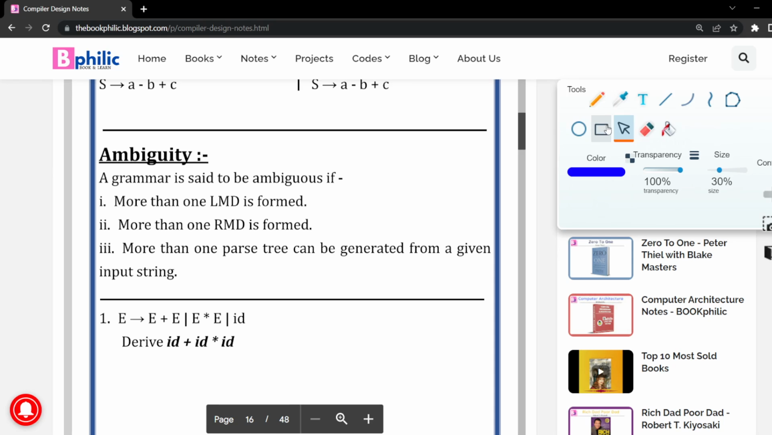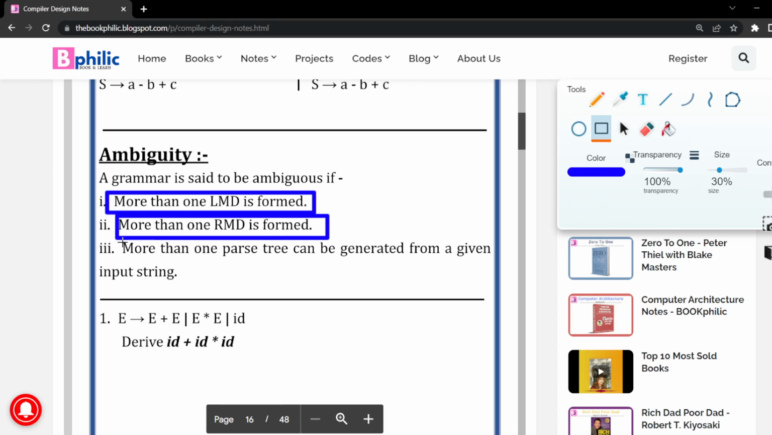It was our previous lecture about the ambiguity of grammar. So we have discussed in our previous video that a grammar will be said to be ambiguous if and only if either of these three conditions is followed. That is, more than one LMD is formed, more than one RMD is formed, or more than one parse tree can be generated from a given input string.